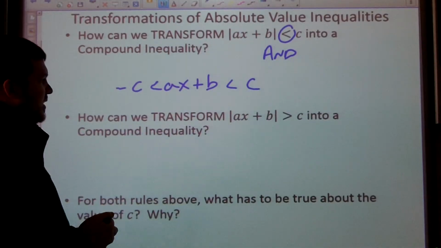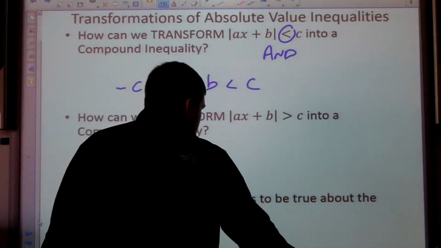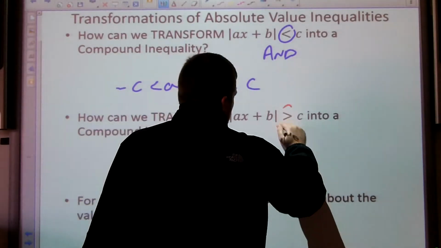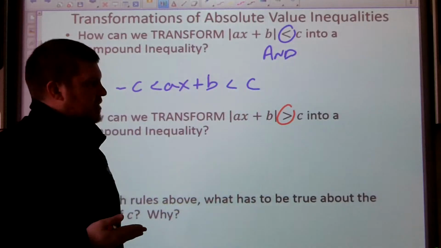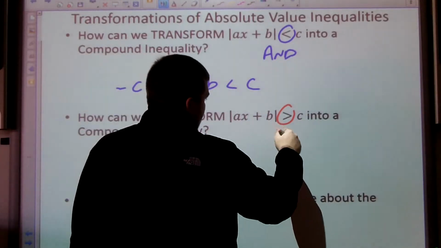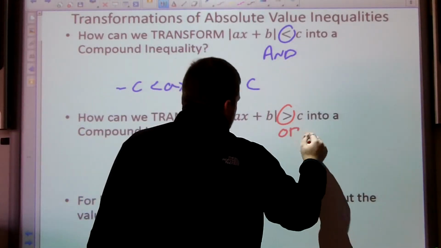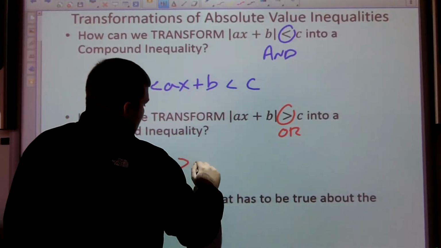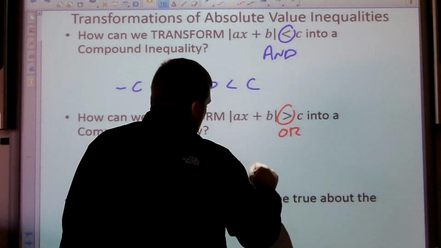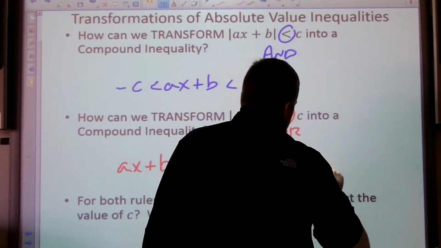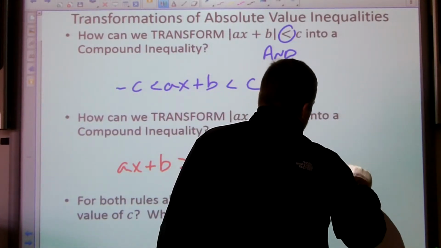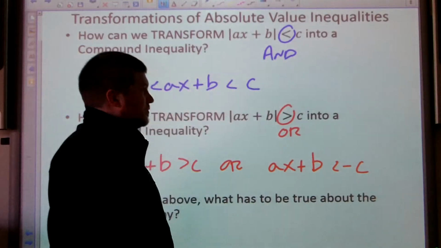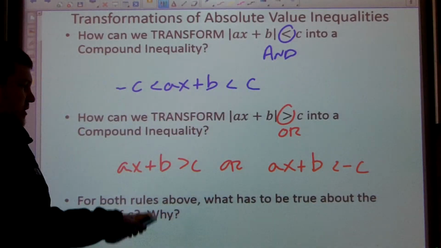That's just something you need to memorize, get it taken care of. Okay, for the second piece, or. This is an or, greater than or greater than or equal to. That's an or. So we're going to have ax plus b is greater than c, or ax plus b is less than or equal to negative c. Okay? So you need to memorize those rules.